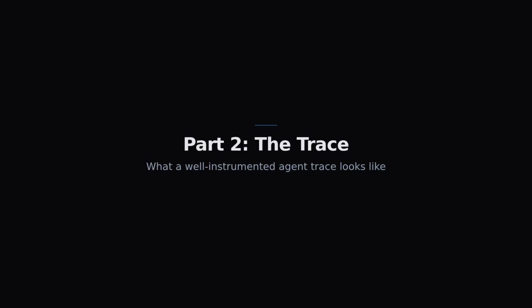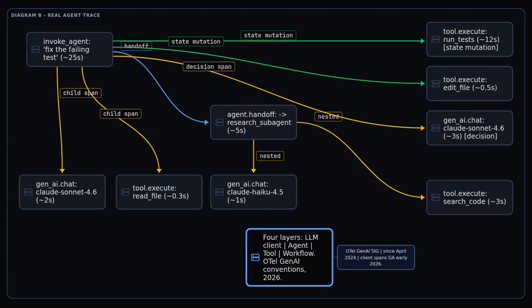Part 2, what to actually trace, 4 layers, 1 standard. Here's the part that's new in 2026. The field converged on a standard, OpenTelemetry GenAI Semantic Conventions, developed by the OpenTelemetry GenAI Special Interest Group since April 2024. Client spans are stabilizing. The conventions are still maturing towards stable. Datadog, Honeycomb, New Relic, Grafana support it natively. LangChain, CrewAI, the OpenAI Agents SDK emit OTel-compliant spans. Same names, every backend, every framework.